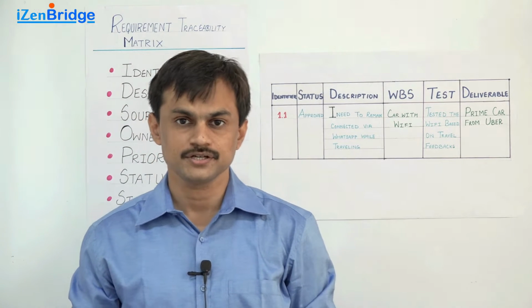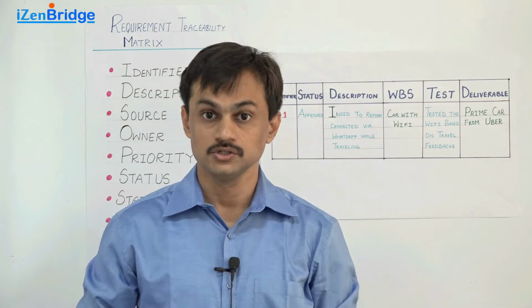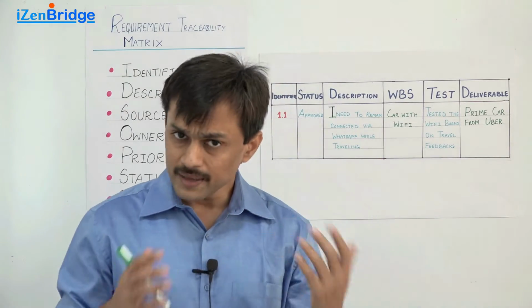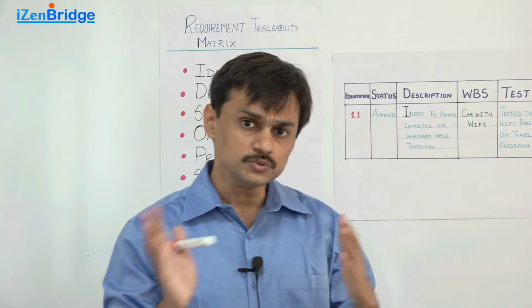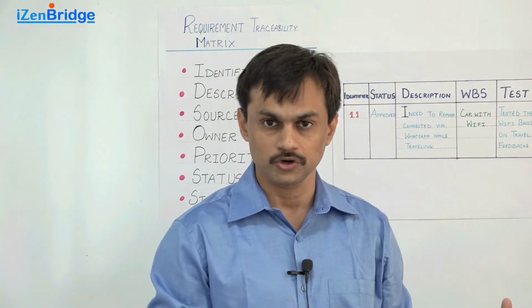Requirement Traceability Matrix. Think of a situation where you provide lots of requirements to your project team and they create a requirement document out of it. And after making a requirement document, they go into the details and they create the complete solution. They create a scope document, a solution document out of it.